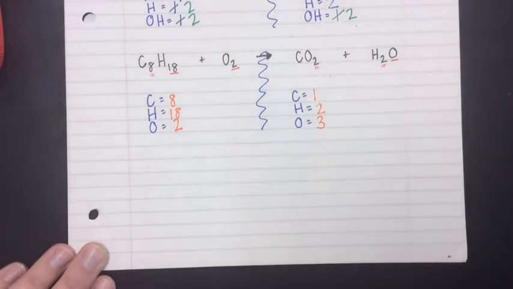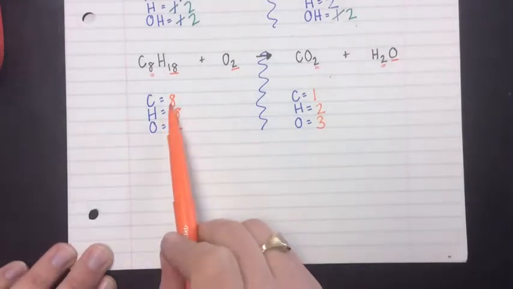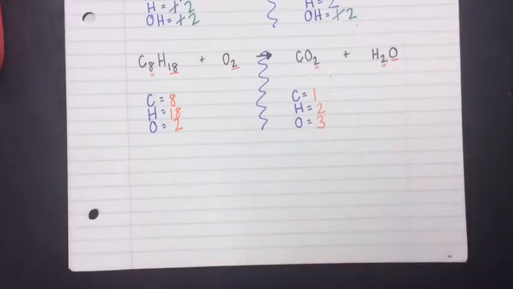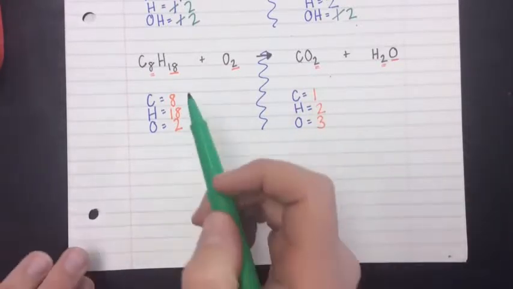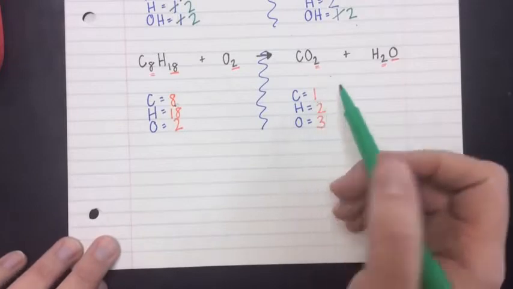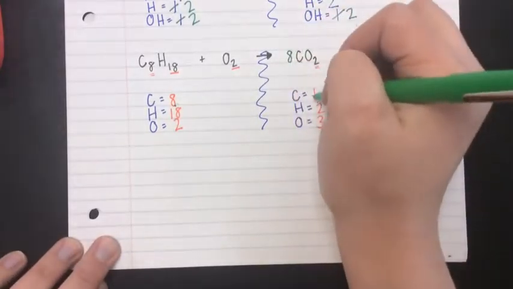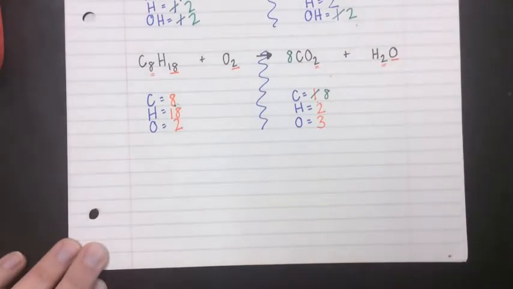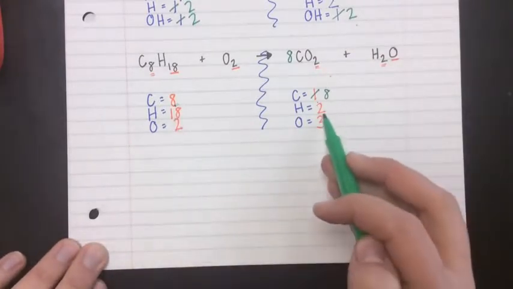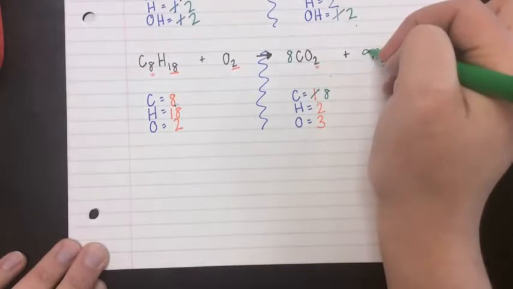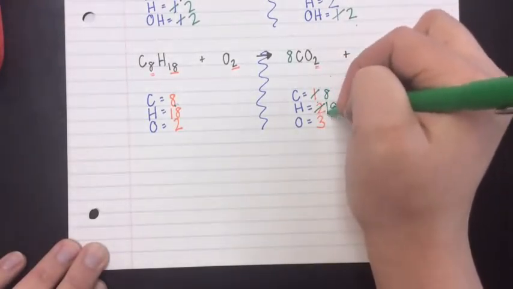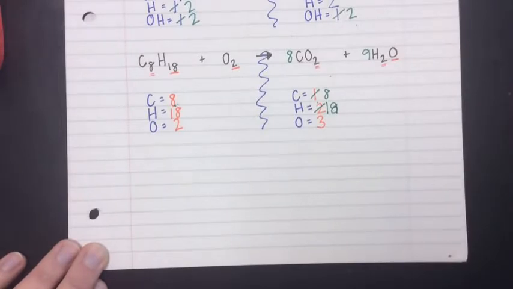On the product side, our notes state to start with carbon and finish with oxygen, so that is what we will do. Starting with carbon, we notice that we have 8 on the reactant side and 1 on the product side. I must add a coefficient 8 in front of carbon dioxide, which leaves me with 8 carbons on the product side. I add a 9 in front of the water to give us 18 hydrogens. Now both my carbons and my hydrogens are balanced, but I need to recount my oxygens.